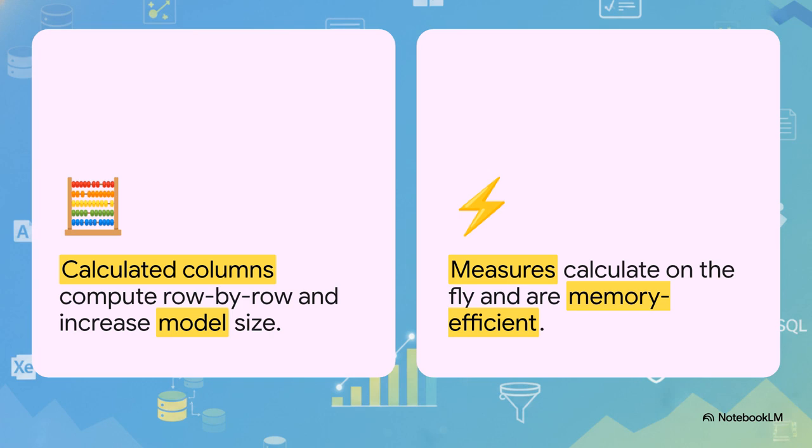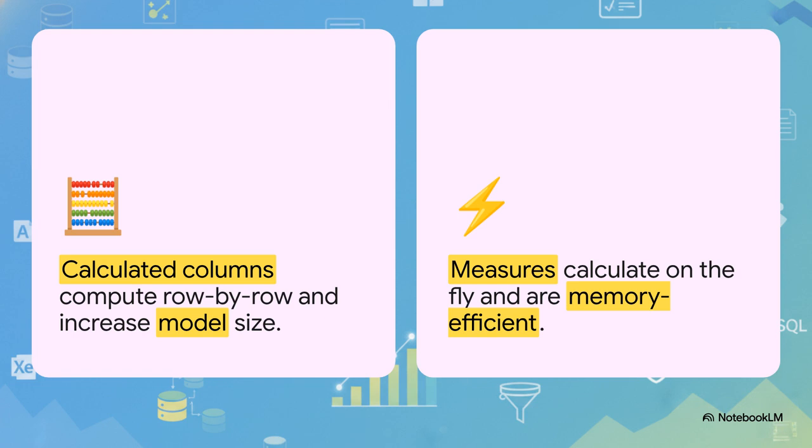Interviewers absolutely love this distinction. Calculated column versus measure. A calculated column computes row by row during your data refresh and is physically stored in your table, meaning it increases your actual file size. A measure, however, is calculated completely on the fly based on whatever filters the user happens to have clicked on the report at that moment.